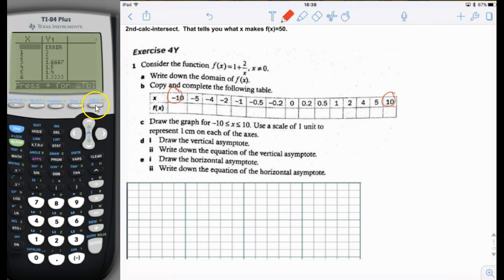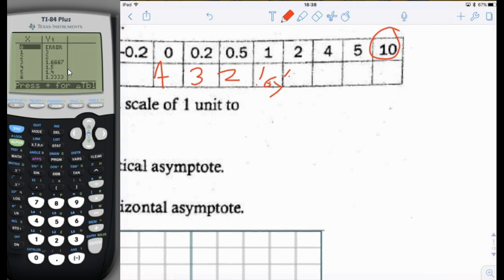The best way to do that is to do second table and get the values from here. So 0 is an asymptote, okay? And then the other values have certain numbers. Some of them are nicer than others. 3 is 1.67, let me make this bigger. 1.5, 1.4, 1.33, and they're skipping numbers. Be careful. 4 is 1.5. 5 is 1.4. 10 is 1.2.